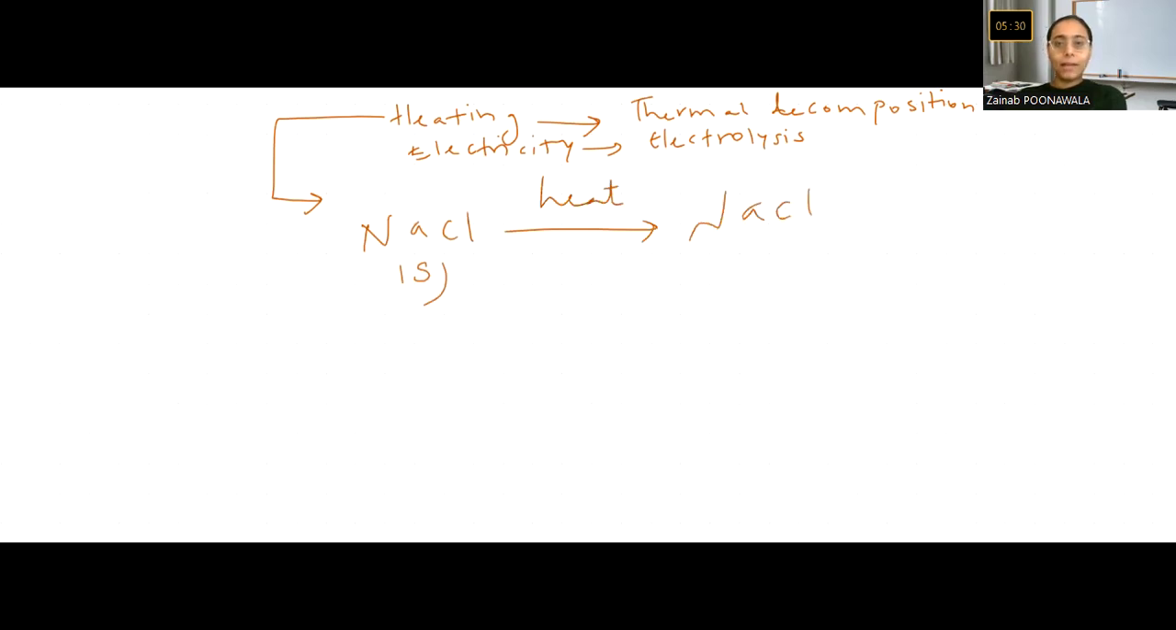Yeah, it will melt. I have one reactant, I've provided heat, and what I see is it's still the same chemically. Would you classify this as a decomposition reaction, a thermal decomposition reaction? No. Yeah, no. And why?